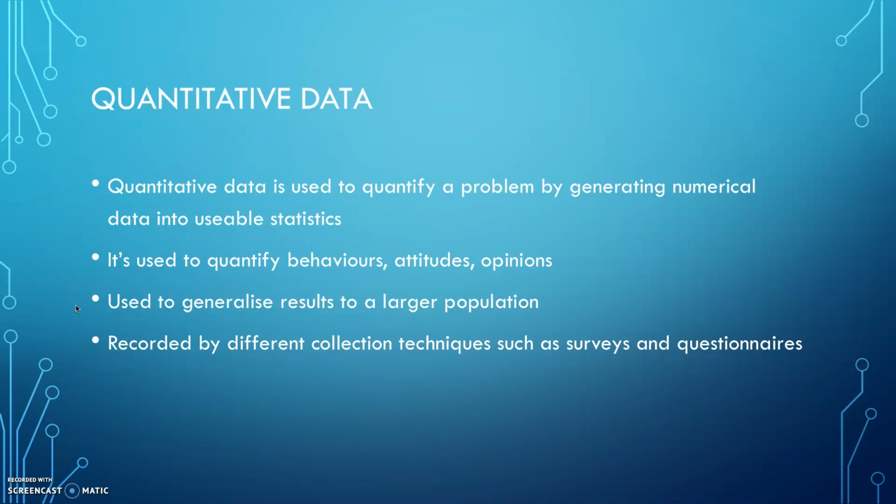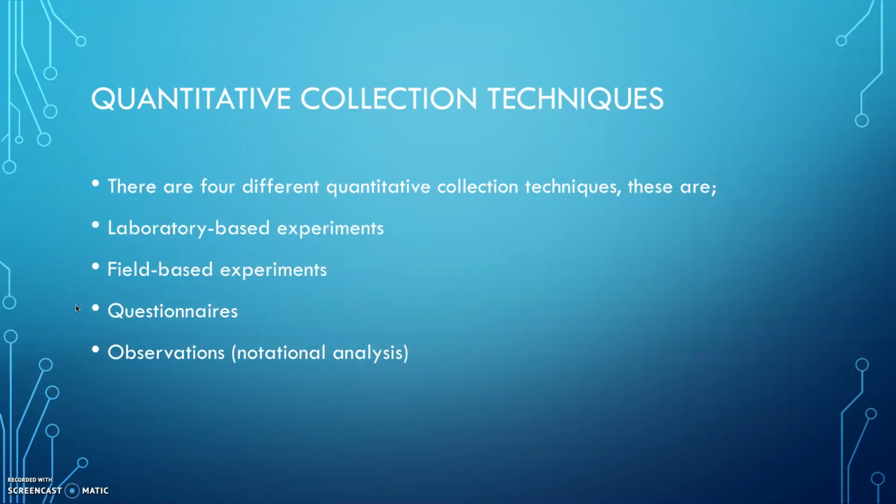It's also used to generalise results to a larger population, and it's recorded by different collection techniques such as surveys and questionnaires. So there are 4 different ways of collecting quantitative data, and these are by lab and field experiments, questionnaires, and observations. First of all, we'll look at lab experiments.